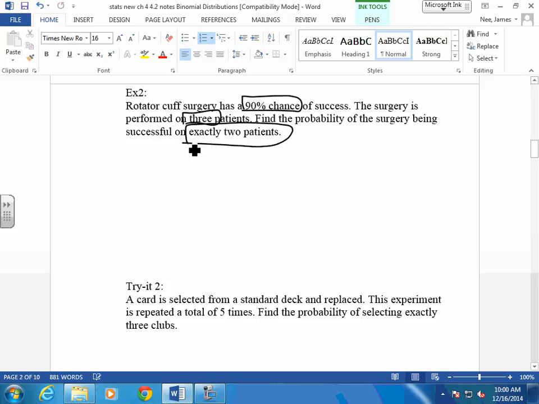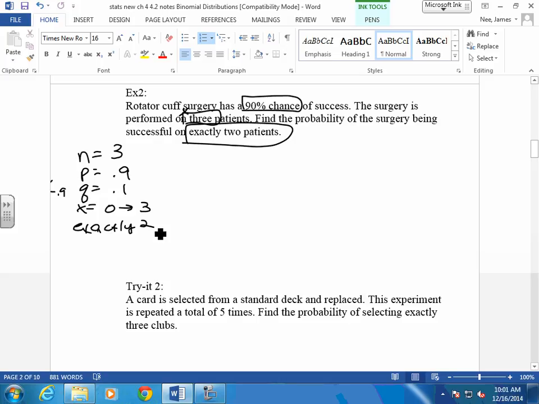So let's see if it meets our binomial criteria. What's n? 3. It's done on 3 patients. What's the probability of success? 0.9. What's the probability of failure? 0.1. 1 minus 0.9. And S from 0 to 3. And we want to know exactly 2.